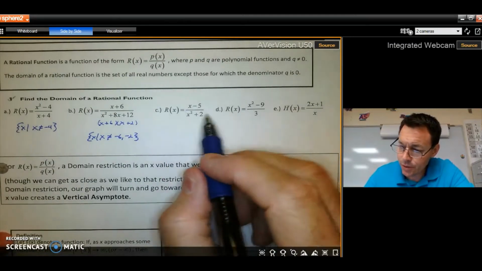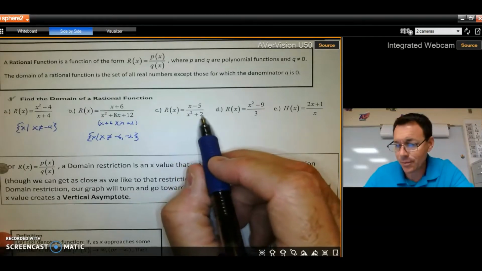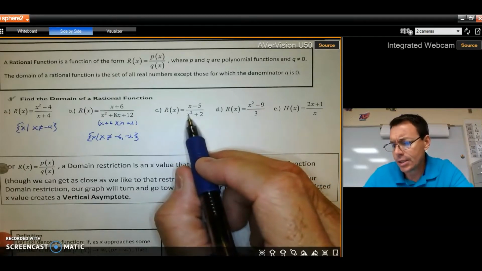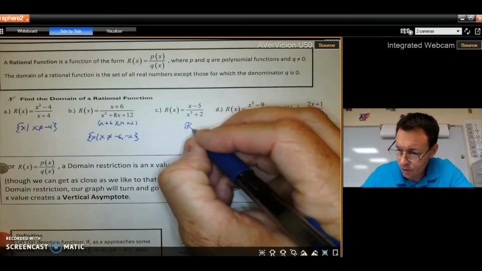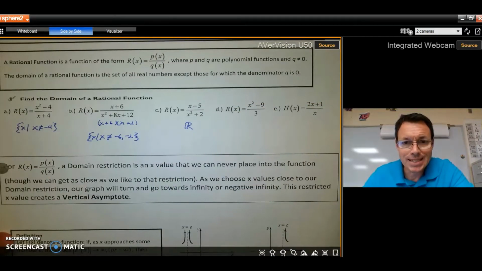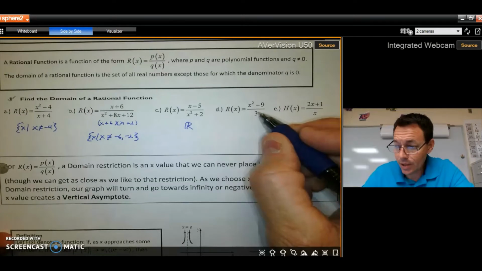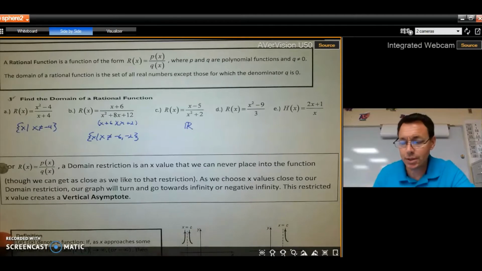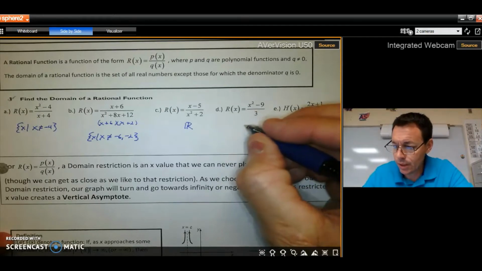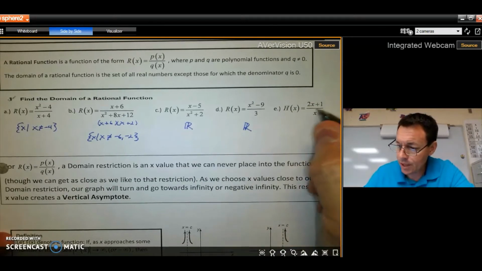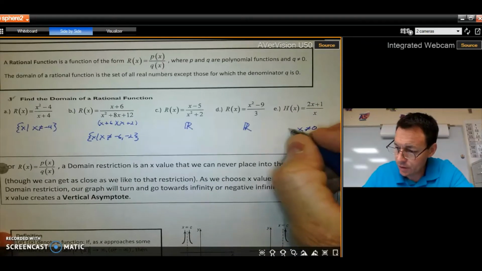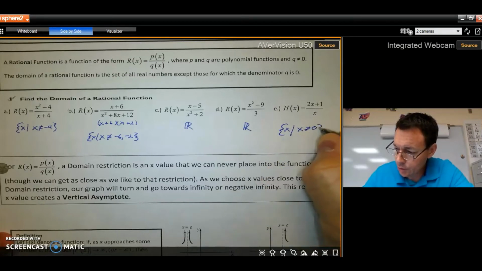Example C, this is one of those where your x is squared and then you're adding something to it. So any input value is going to be positive because it's getting squared, and then you're adding 2 more to it, so that is all real numbers. Okay. D, this is a rational function. There is a denominator here, but there's no x's in the denominator. So there's no input that you could give that would create a 0 in the denominator because the denominator is always 3. So all real numbers for that one as well. And then the last one here, you just have an x, so x cannot equal 0. That is going to be our only domain restriction for that.